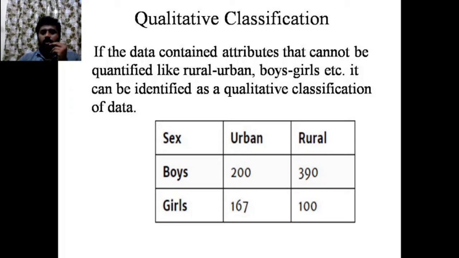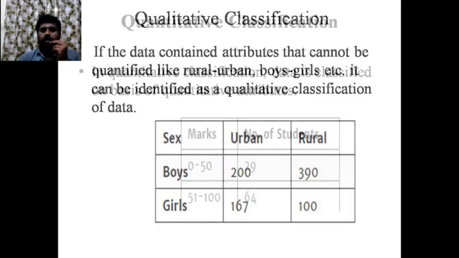Okay, so rural, urban, boys and girls. In urban, how many boys are there? In rural, how many boys are there? In urban, how many girls are there? Rural, how many girls are there? So we cannot quantify the attributes. It is called qualitative classification.